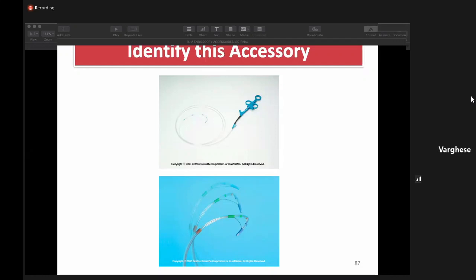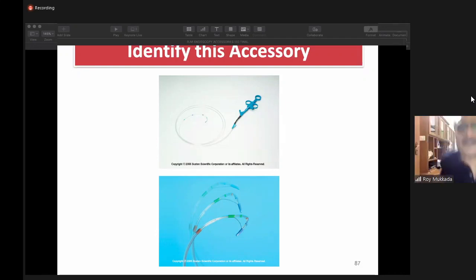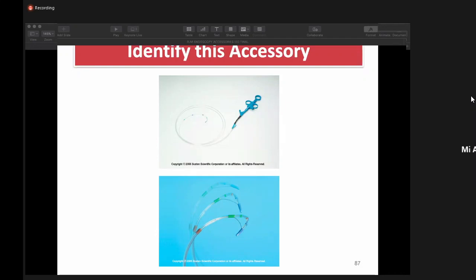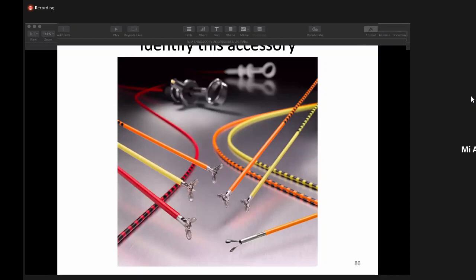Okay. Any other purpose for which it is used? In PEG, you can use it, no? Yeah, we can catch hold of the guide wire. Okay. Even in jejunal PEG and PEG jejunostomy also, we can use this forceps.